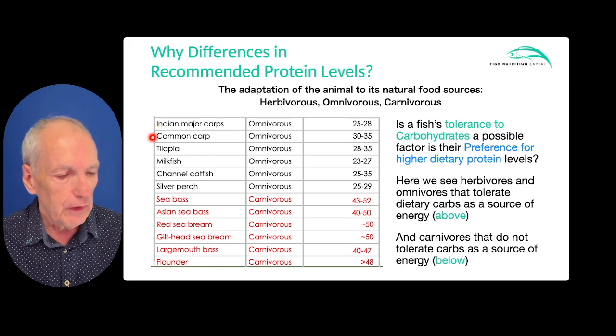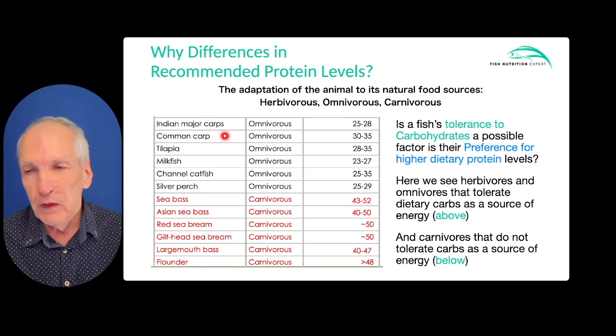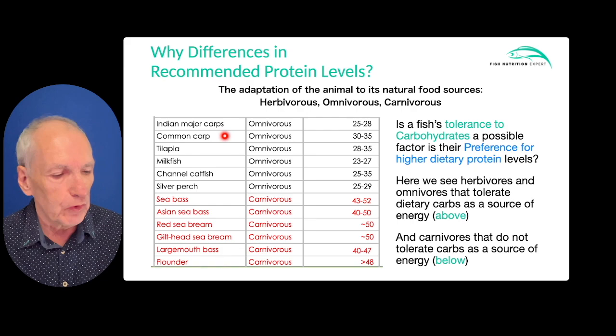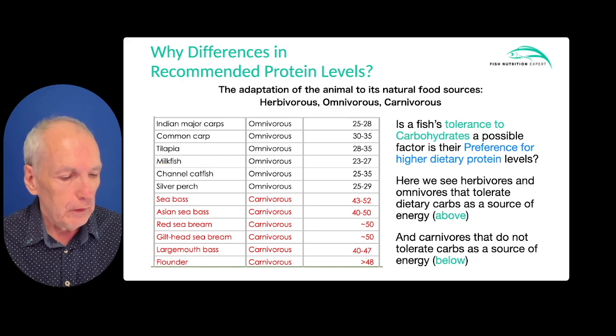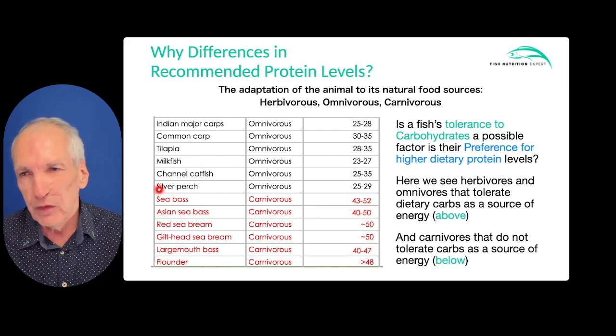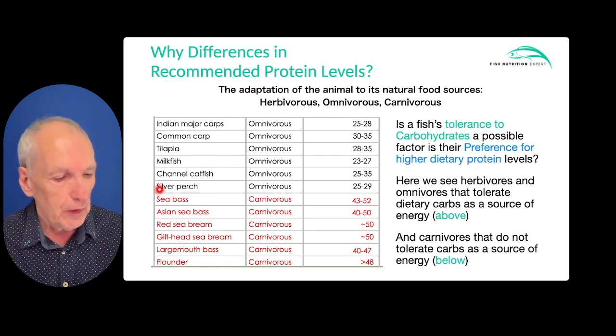I'd consider it, and the common carp, these are more classified as herbivores. And as an adult, milkfish is also basically a herbivore. Channel catfish, silver perch, as adults, they're basically omnivores. And then we have a bunch of marine species down here. These are all highly carnivorous fish, as we can see.